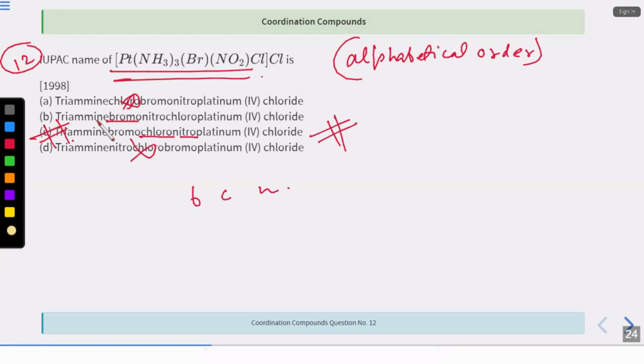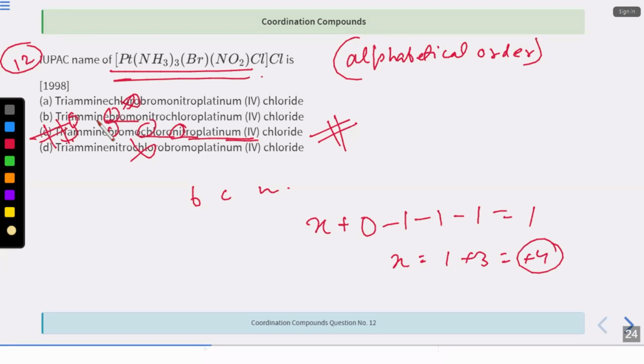Cool. Because amine comes first, A comes first, then B comes, so bromo, then C comes because of chloro, then N, then platinum 4, chloride, and why 4? Because let's calculate the oxidation state. It would be X, 0 for amine, -1 for bromo, -1 for nitro, and chloro -1. It would be equal to +1. So from here I would get X equals 1 plus 3, which is plus 4. So platinum is in plus 4 state. So C is my right option. Just follow alphabetical order and you will get your final answer. Not a tough one, again a simple one.